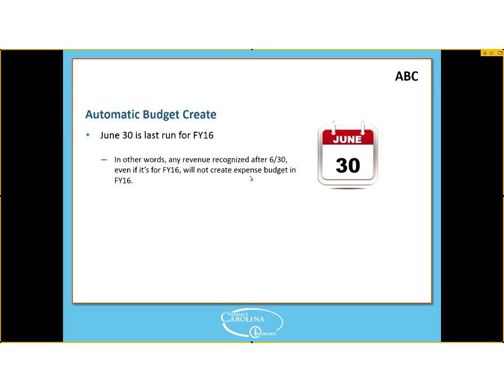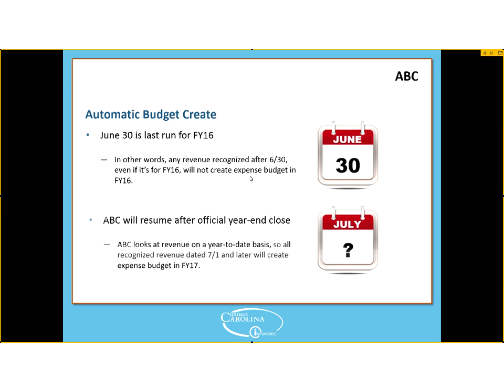So let me put it another way. There's a lot of year-end work that happens after June 30th. And if somebody goes in and recognizes revenue on the second day of July and they give it a June 30th date, it won't matter because the allocation will have already run for the last time for fiscal year 16. Again, we're just talking about budget, but just want to let you know that. That's how that works. Now, ABC will resume after we have the official year-end close announcement from accounting services.